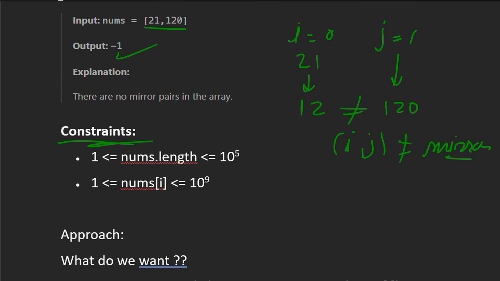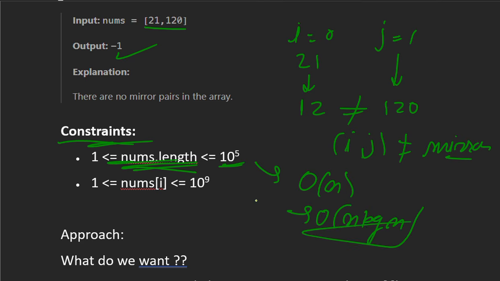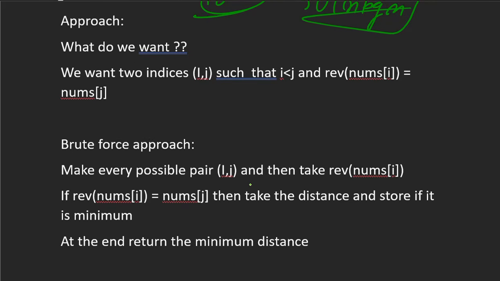So let's see the constraints. Our nums array length can be up to 10 to the power 5. So we have to think of some solution of big O of n or big O of n log n, and each element in the array can be up to 10 to the power 9. So let's see the approach.